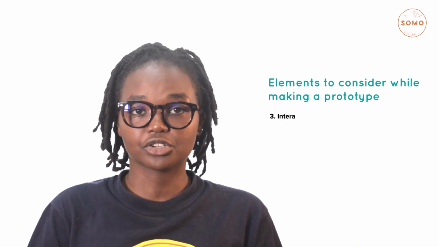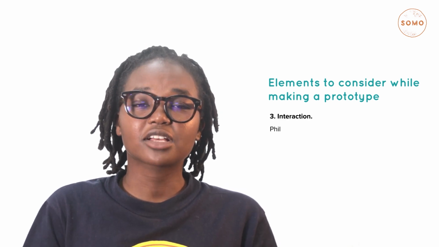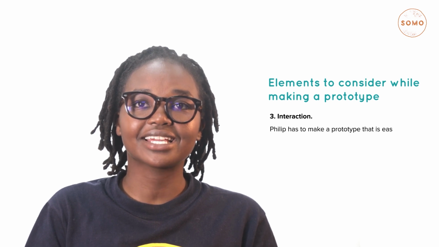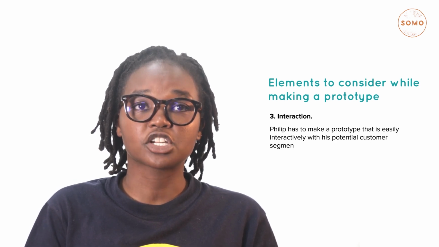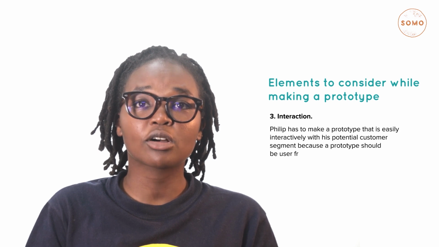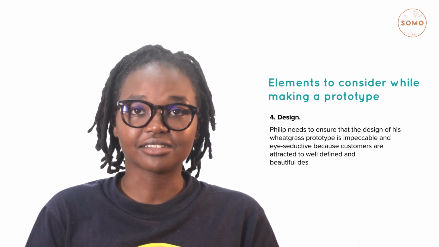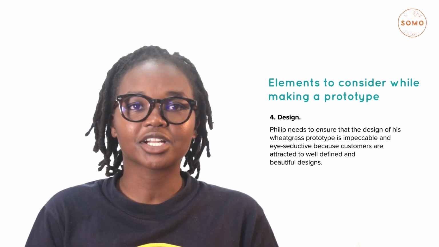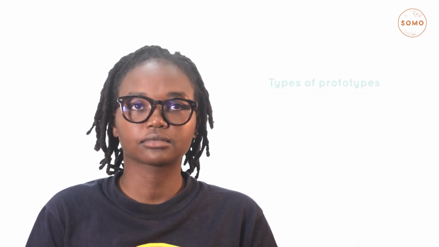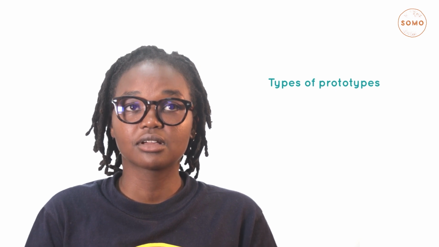3. Interaction. Philip has to make a prototype that is easily interactive with his potential customer segment because a prototype should be user-friendly. 4. Design. Philip needs to ensure that the design of his wheatgrass prototype is impeccable and eye-seductive because customers are attracted to well-defined and beautiful designs.